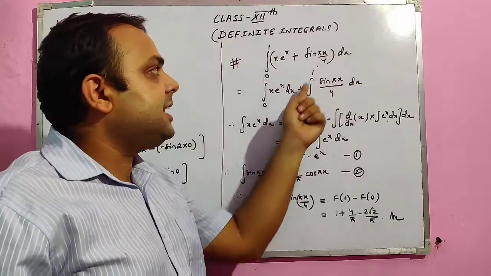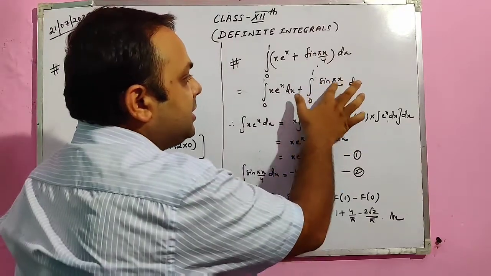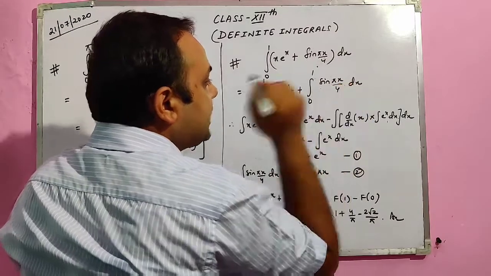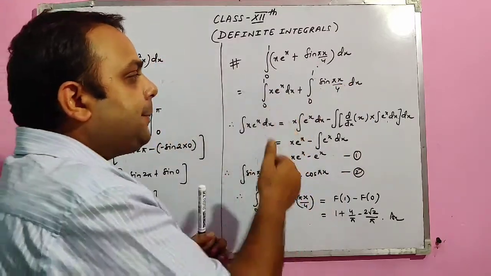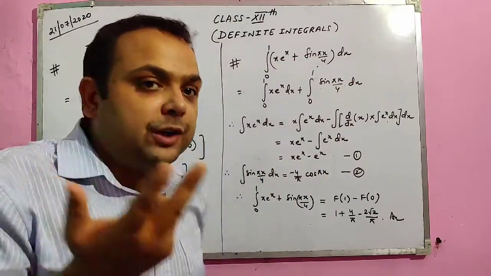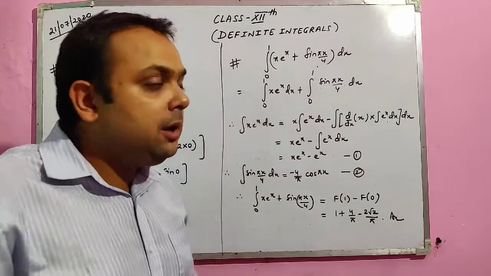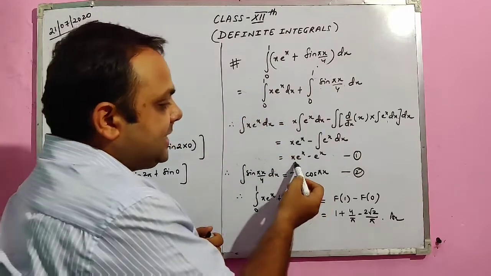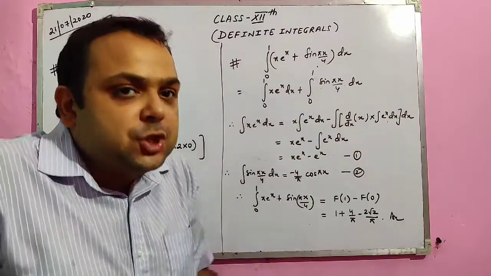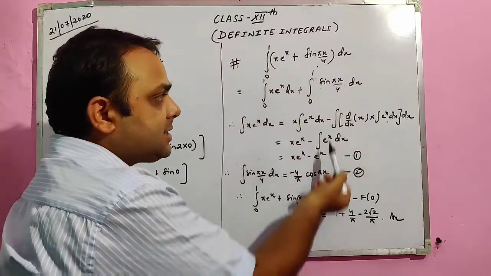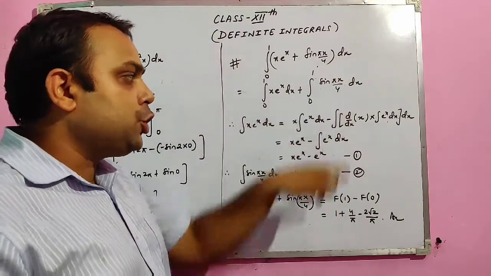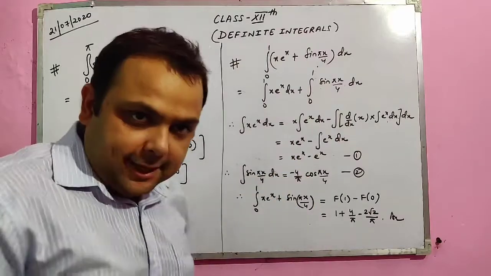This is x e^x dx and this is sine pi x by 4, the sine with the angle pi x by 4. Now I do this separately, with the method of ILATE, because x e^x is a product of two functions, algebra and exponential. Solving by ILATE, I got x e^x minus e^x. The integration of sine is minus cos pi x by 4, and for this portion we also get minus 4 by pi.